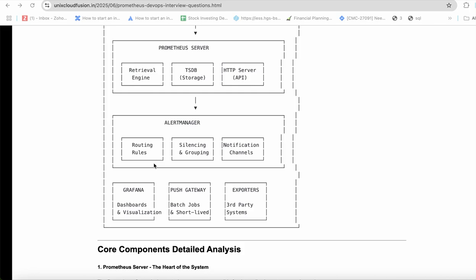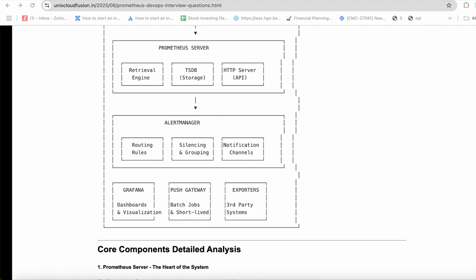Then comes your silencing. Silencing basically comes in when we already acknowledge the alert is going on, right? What if it will take some time for us to resolve? We don't want to create unnecessary noise. In those cases, we can go ahead and silence the entire group. And notification channels, it will send out to the different notification teams and stuff like this.